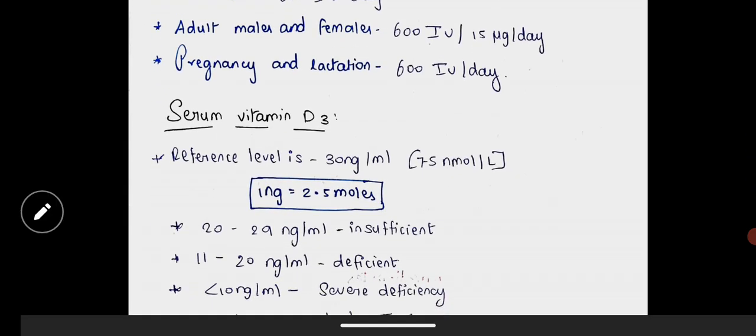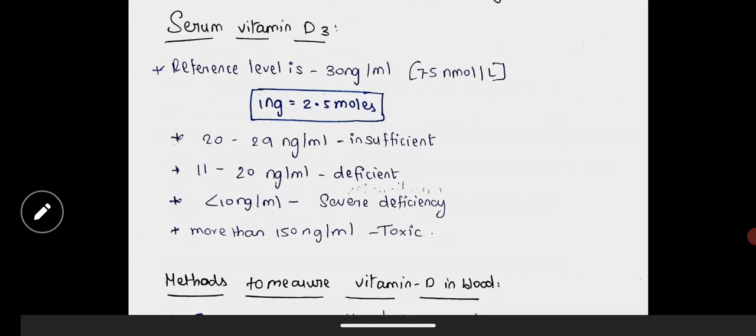Okay, serum vitamin D3. So this is extra. Reference level is 30 nanogram per ml. 1 nanogram is nothing but 2.5 nanomoles. This value is important for knowing at which level vitamin D toxicity happens. So because of that only we are learning this value. 20 to 29 nanogram per milliliter, it is insufficient. If this value comes 20 to 29 nanogram per milliliter, vitamin D is insufficient.